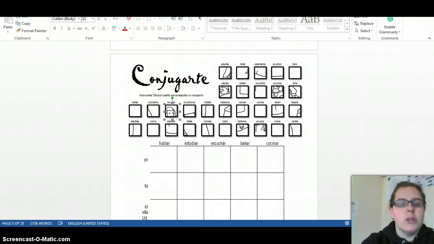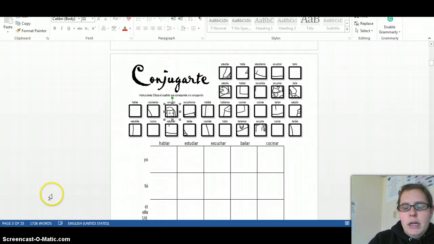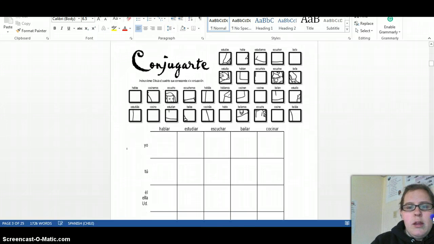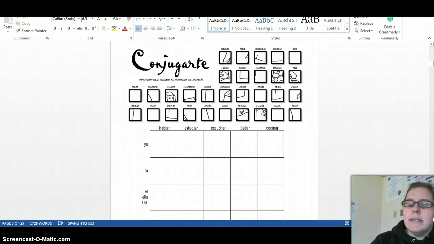Okay? So, Conjugarte means "conjugate it," and what we're going to be doing is conjugating these verbs and drawing, and together we're going to recreate some famous masterpieces by Spanish-speaking artists. Okay? So, the first thing you're going to do is look at your project. You might say to yourself, well, I don't know what it's supposed to look like. That's the point, okay? The point is that you have to reconstruct it square by square, all right?